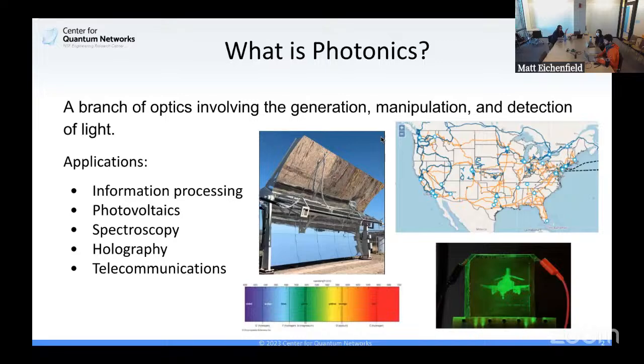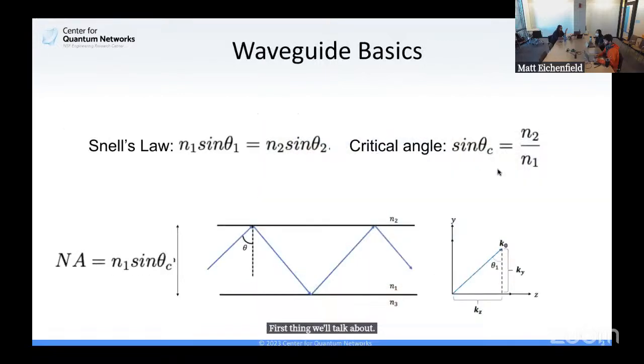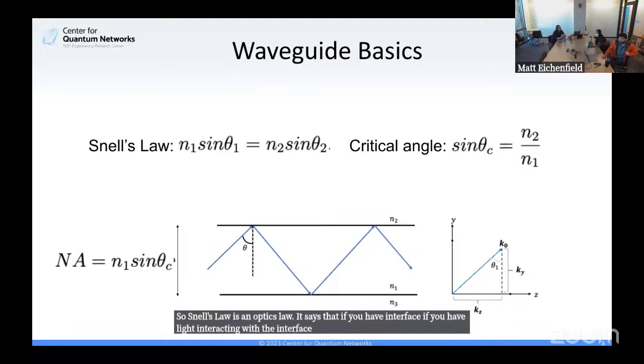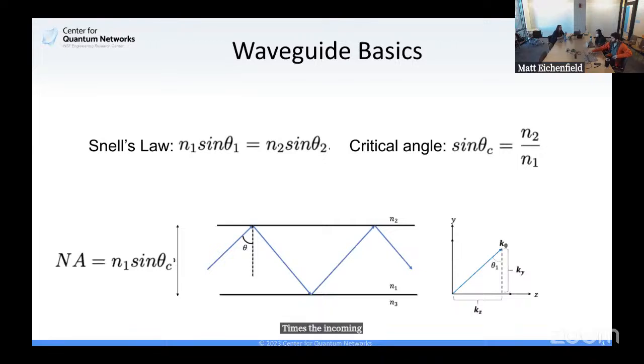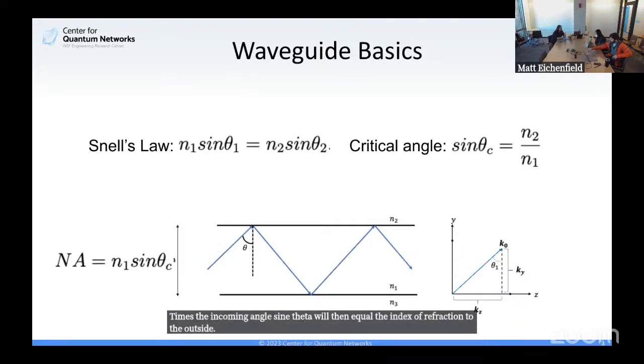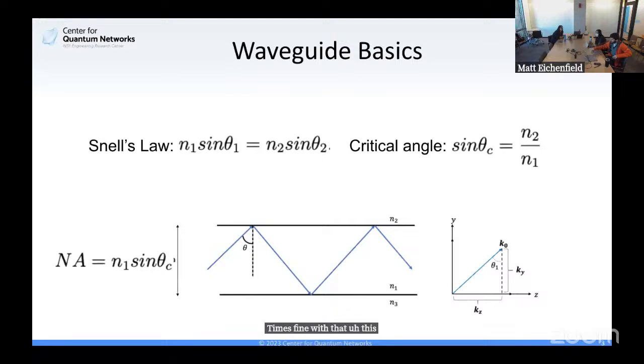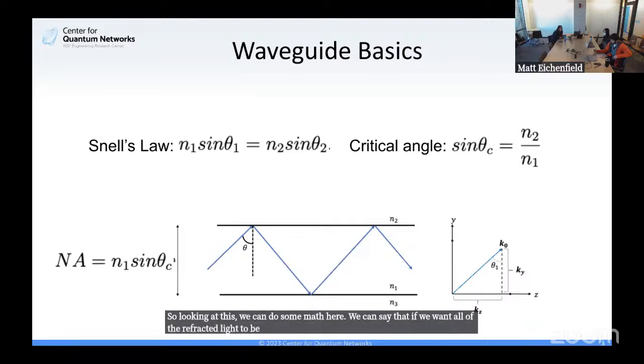So the first thing we'll talk about is some waveguide basics. Snell's law is an optics law. It says that if you have light interacting with an interface of two different materials, then the refracted angles will follow Snell's law, where the index of refraction on one side, n1, times the sine of the incoming angle, theta 1, will equal the index of refraction on the other side, n2, times the sine of the angle theta 2. Looking at this, we can do some math. If we want all of the refracted light to be at 90 degrees, we can find the critical angle, which is sine theta critical equals n2 over n1.